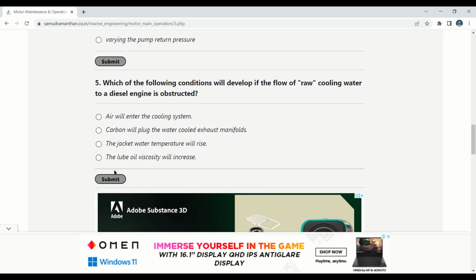Our next question is, which of the following condition will develop if the flow of raw cooling water to a diesel engine is obstructed? And the options are, air will enter the cooling system, carbon will plug the water cooled exhaust manifolds, the jacket water temperature will rise, the lube oil viscosity will increase, and the correct option should be the jacket water temperature will rise.